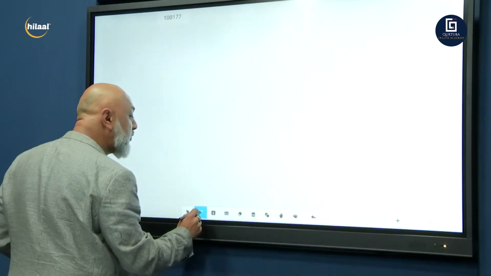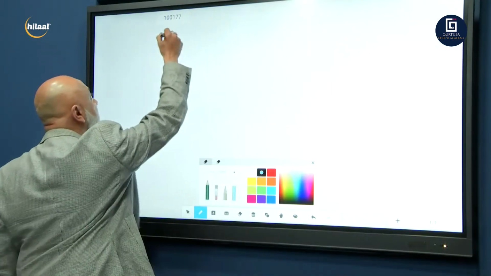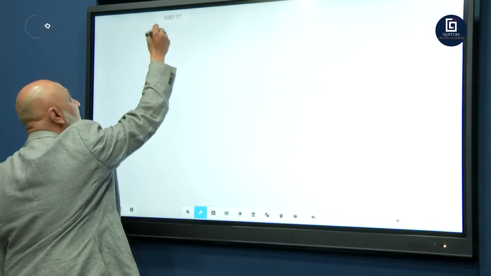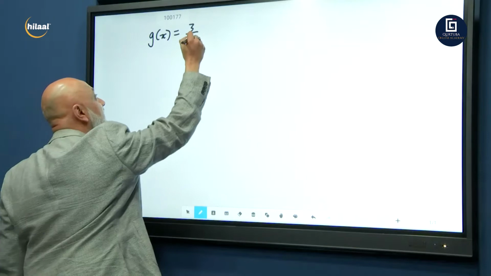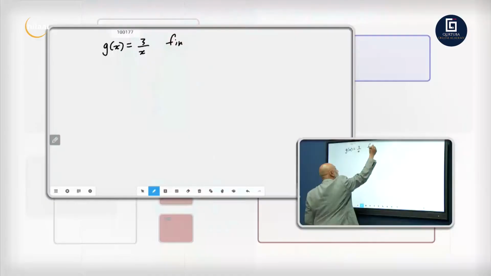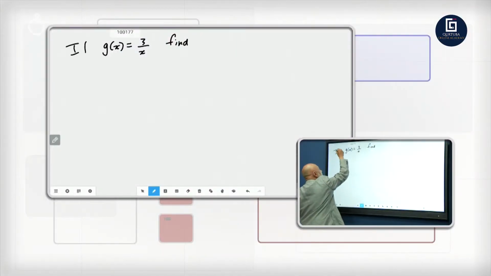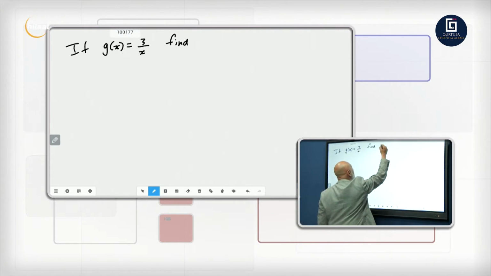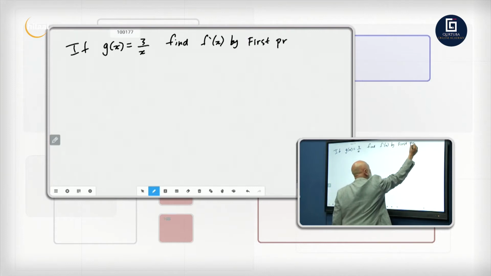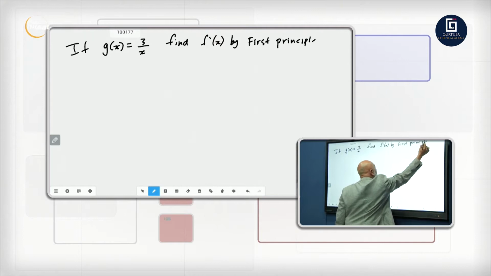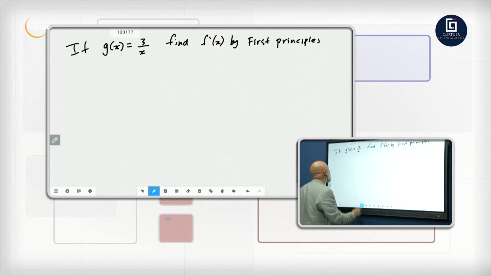Okay, what if we gave you f of x? Watch this one. They can even give you g of x. Let's do it in terms of g. G of x is equal to 3 over x. Find, this is a question in the exam, if g of x is equal to 3 over x, find g dash x by first principles. 5 marks. That's your question. Here's your answer. Let's start it step by step.